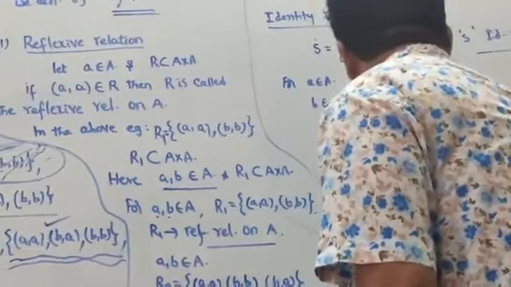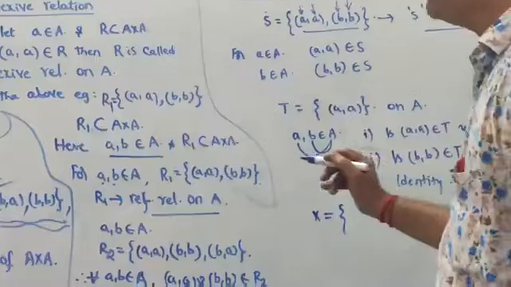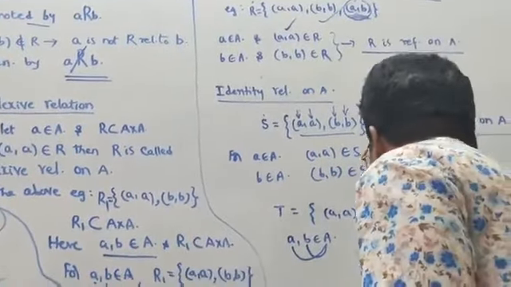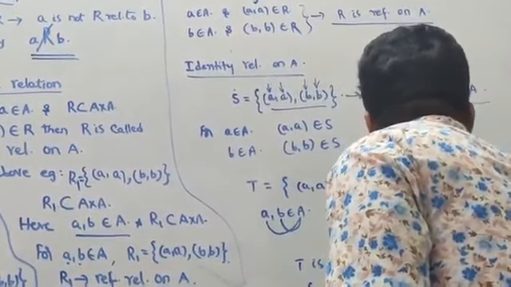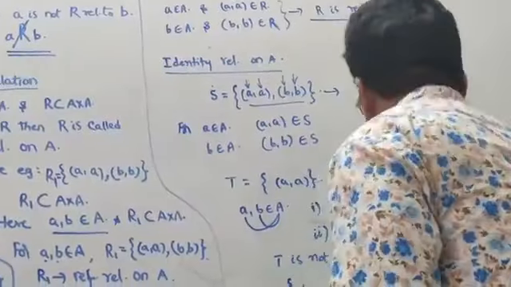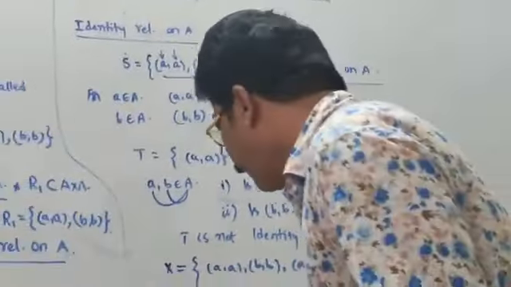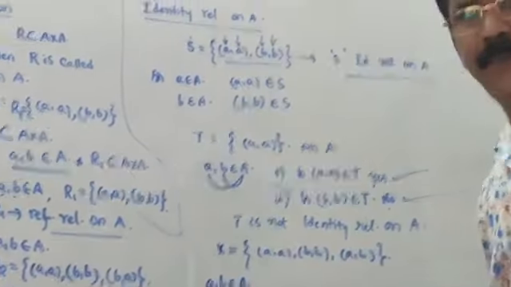Capital X is equal to the set of I will take again this: A comma A, B comma B, A comma B. Let us discuss the set capital S. Okay, basically A comma B belongs to capital A. Right.